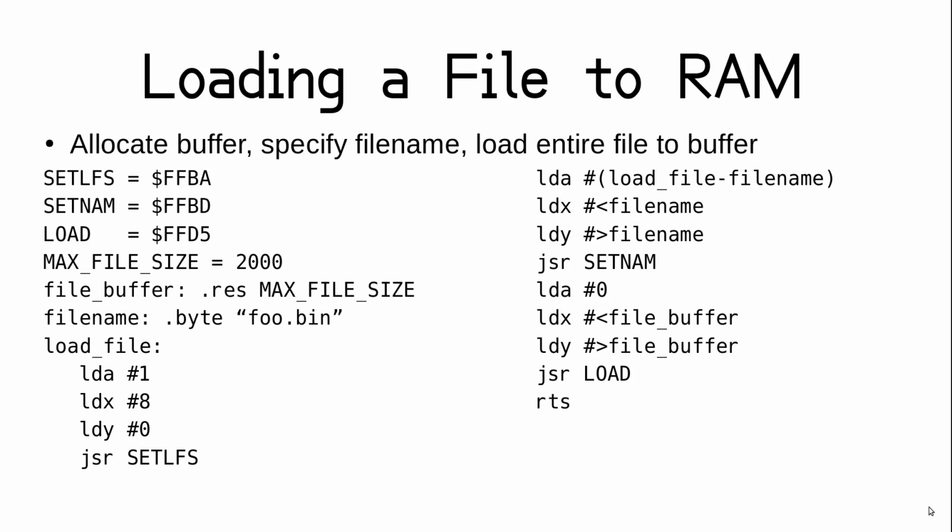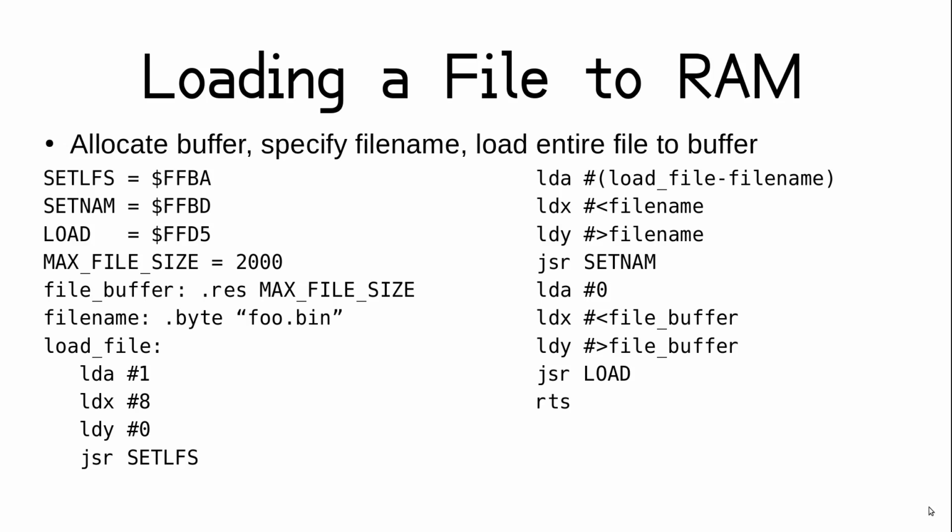We define a subroutine called loadFile, and the first thing we do is call the SETLFS kernel subroutine with the registers loaded with some magic numbers. We'll get to those soon. Moving on, we call the SETNAME subroutine to set the file name with some new register values. In A, we load the file name length by calculating it in the assembler, using the loadFile label as it is placed right after the file name buffer. And we can just subtract the file name label to get the length.